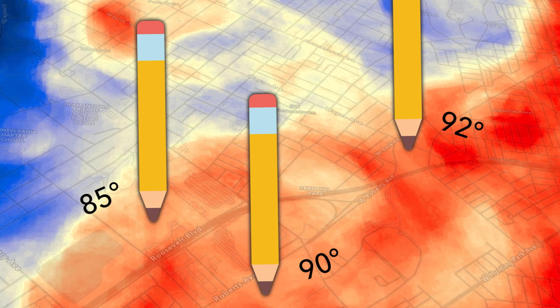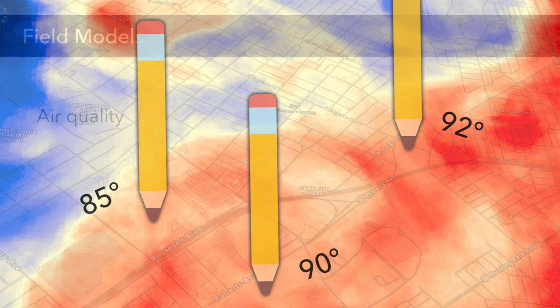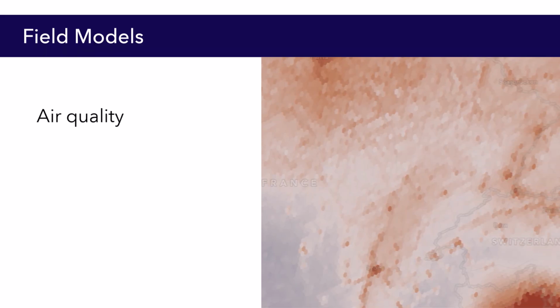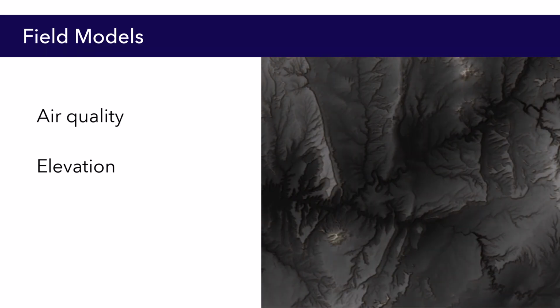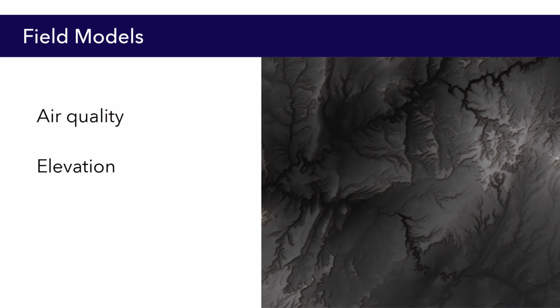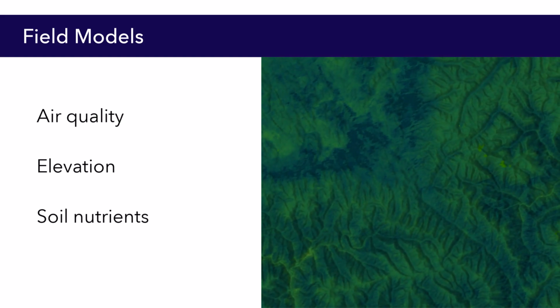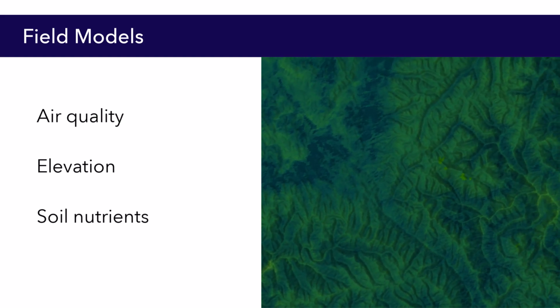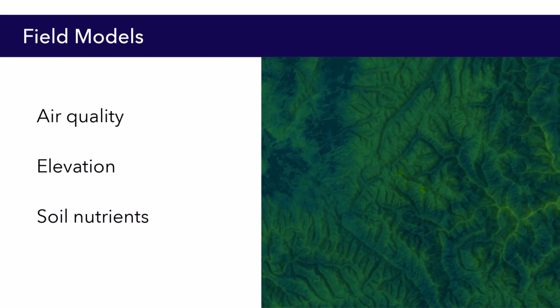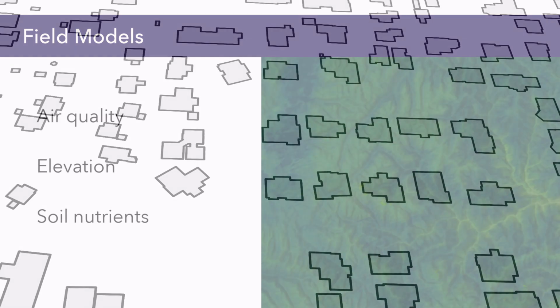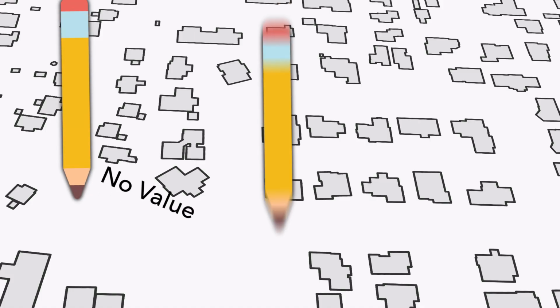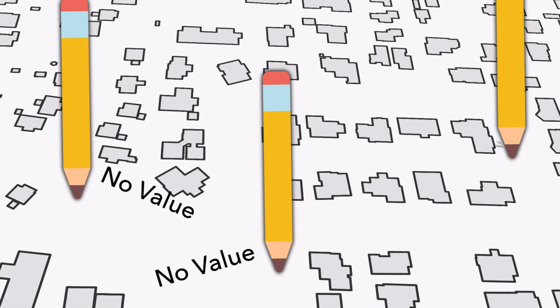So what are things that you would be guaranteed to have a value? They would be things like air quality, elevation, different kinds of soil nutrients, anything like that. For sure, no matter where my pencil lands on the earth, I'm going to have a value. If I'm looking at buildings, well, if I drop my pencil down, my pencil might fall between two buildings and there would be no value there. And so in those cases, I have something that's more appropriately mapped as an object.